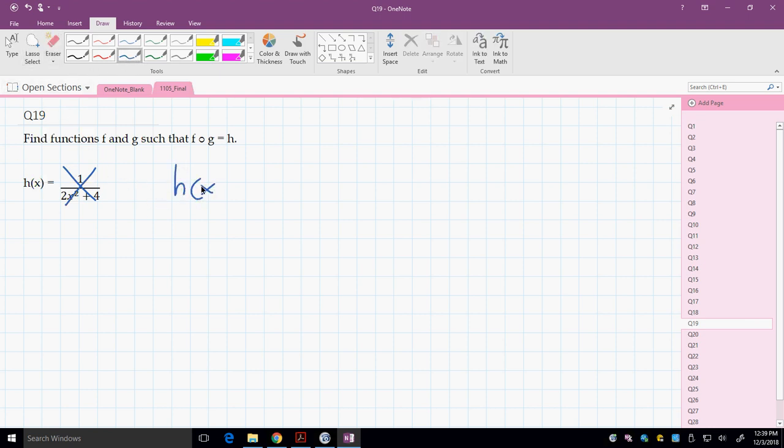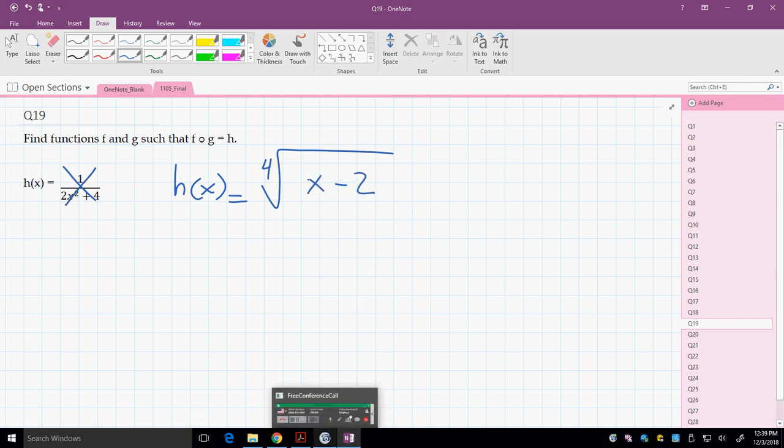So h of x. Okay, let me try a better root. The fourth root of x minus 2. This is another nice example to practice the functions, the h function.